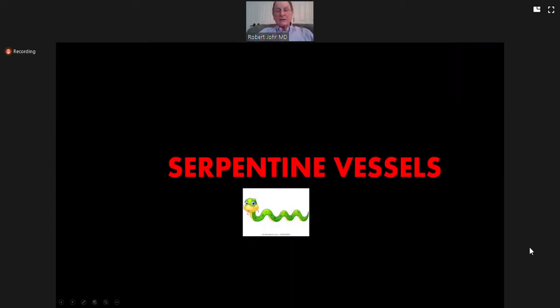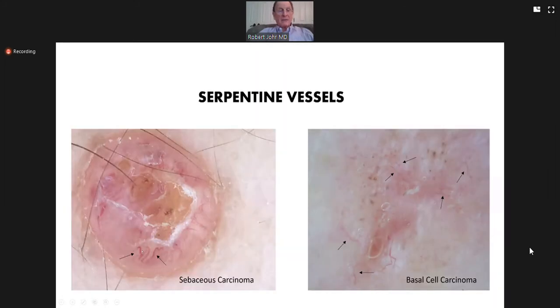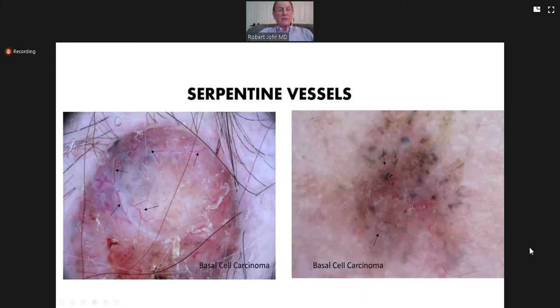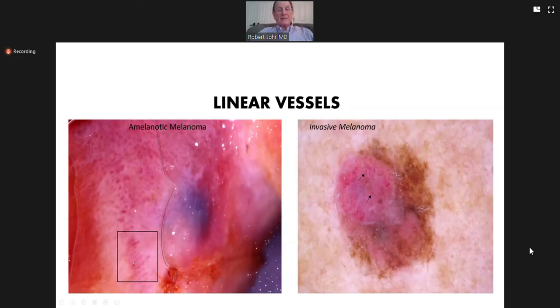Then there's the cute little serpentine snake-like vessels. It's a good metaphor. They're little, they can be thin or thick. They're not really branching, but they look like little snakes. I think it's a good metaphor. And this is a basal cell, doesn't have arborizing vessels, and serpentine vessels might be your clue, the only vessel that you see in basal cell carcinoma. So here we have little serpentine vessels. And here's a basal cell, and here we have some serpentine vessels, and they are very important to help make the diagnosis.